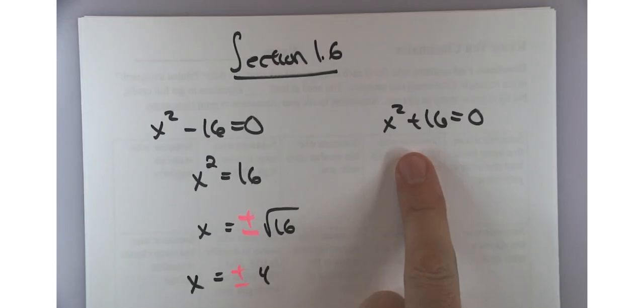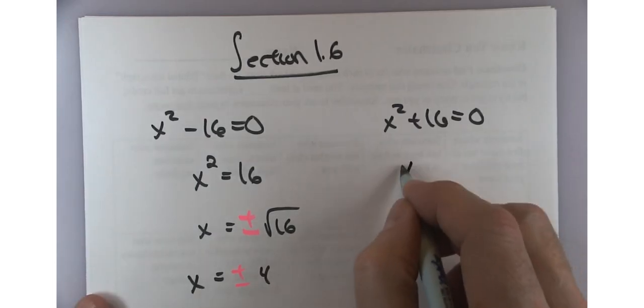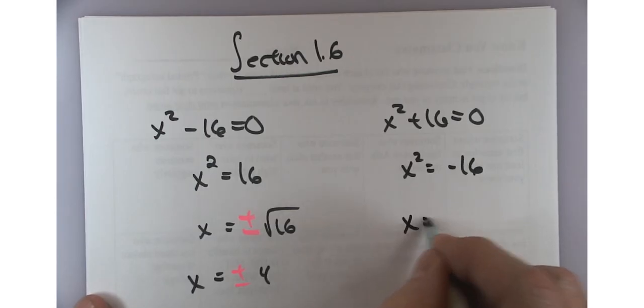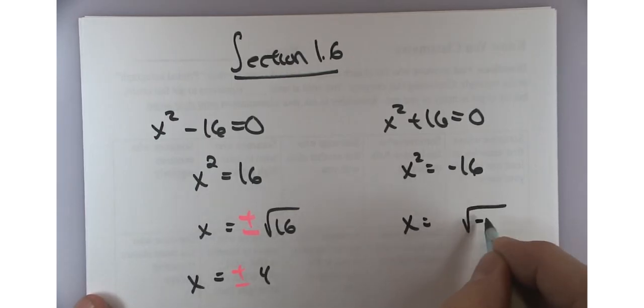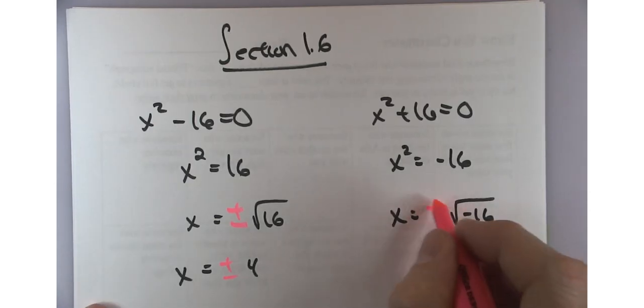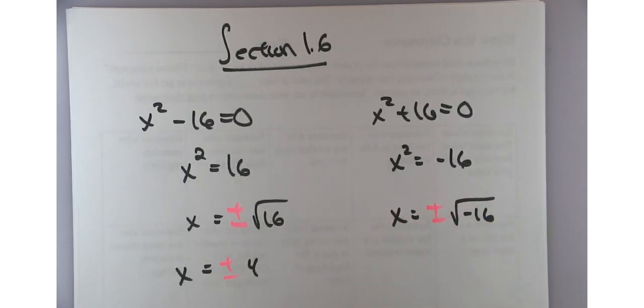Well, let's take a look over here. We can do the same thing here. x squared equals negative 16. Well, what problem am I going to run into? Something we kind of mentioned in the last section. Yeah, the square root of a negative creates problems for us. And it created problems for early mathematicians.